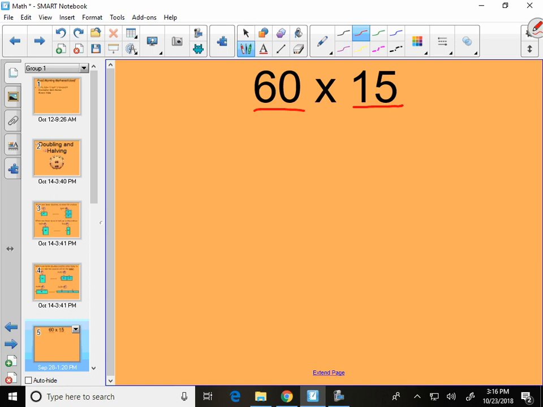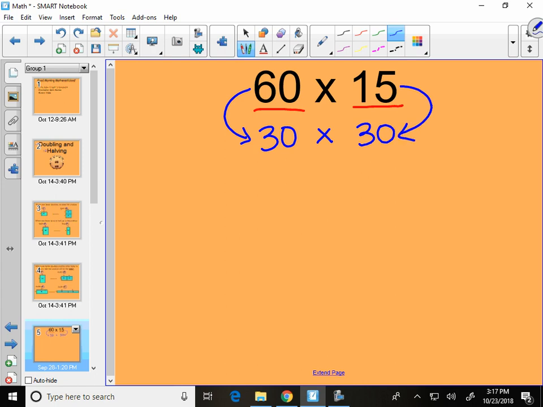I am not going to cut 15 in half because then I would get 7 and a half, which is weird. But I can cut 60 in half. So I'm going to cut 60 in half and get 30. And if I cut one number in half, I need to double the other number. So I cut 60 in half to get 30, and I doubled the other number to get 30. And nothing has changed. That's the same thing as 60 by 15. And as you can see, I have made 60 by 15, which is not all that easy, into a much easier problem.